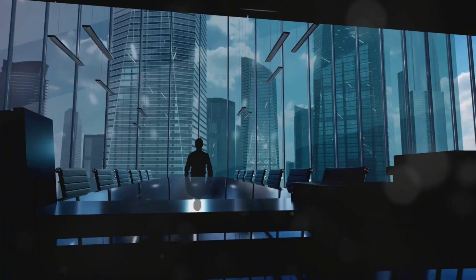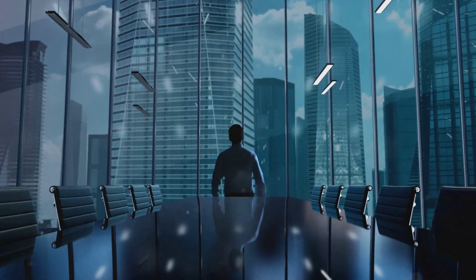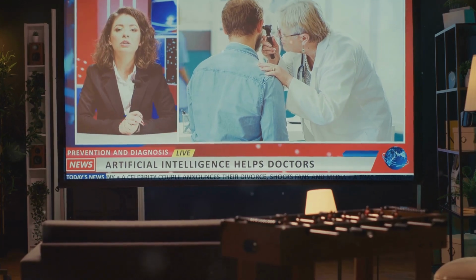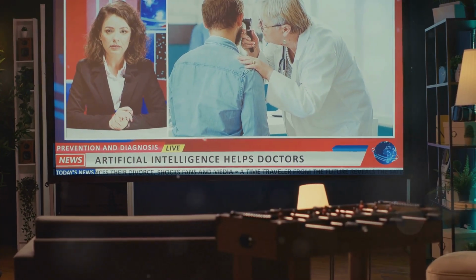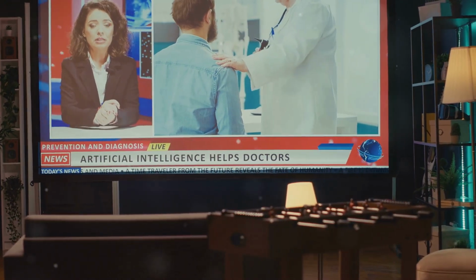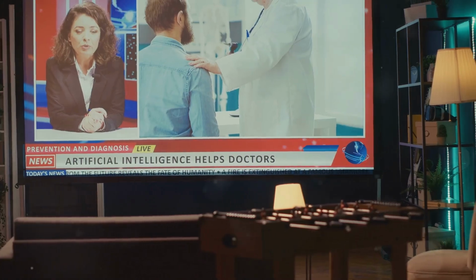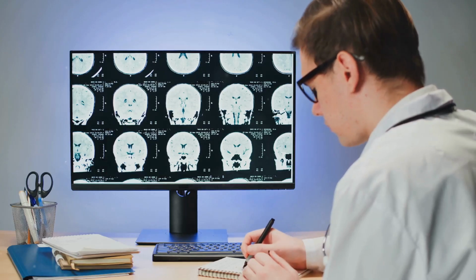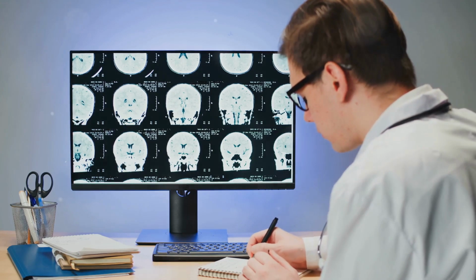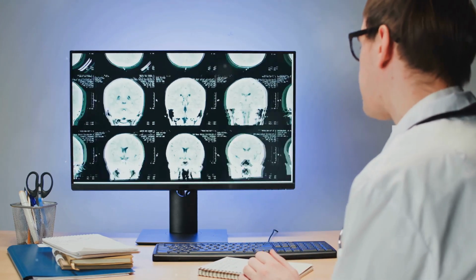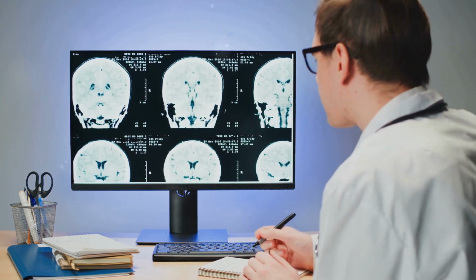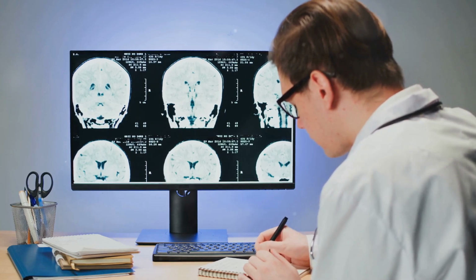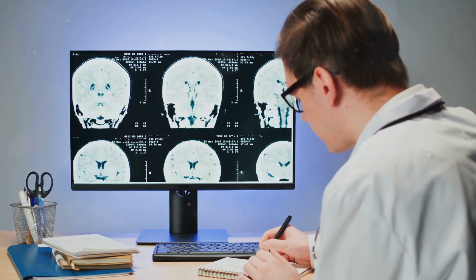Section 5. AI in healthcare, transforming patient care. AI is transforming the healthcare industry, enabling more accurate diagnoses, personalized treatments, and efficient healthcare operations. Medical image analysis is a prime example. AI-powered solutions can analyze medical images, such as X-rays, CT scans, and MRIs, to detect anomalies and assist radiologists in making faster and more accurate diagnoses.